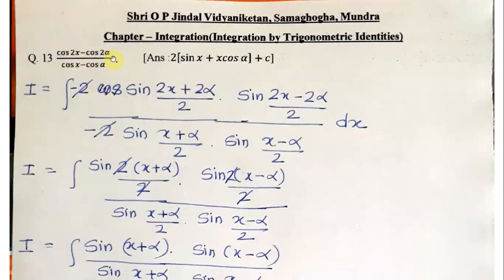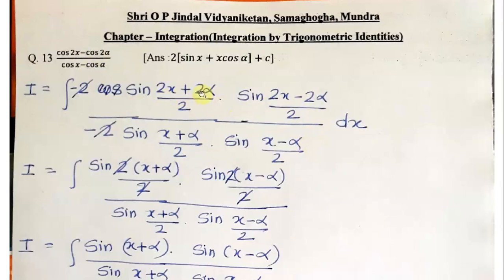Cos C minus cos D, you know that the formula is minus 2 sin of (C plus D) upon 2 times sin of (C minus D) upon 2. Same formula I applied down also. Only the value of C is here x and D is here alpha, while there it was 2x and 2 alpha. So you can see I just applied the formula cos C minus cos D.